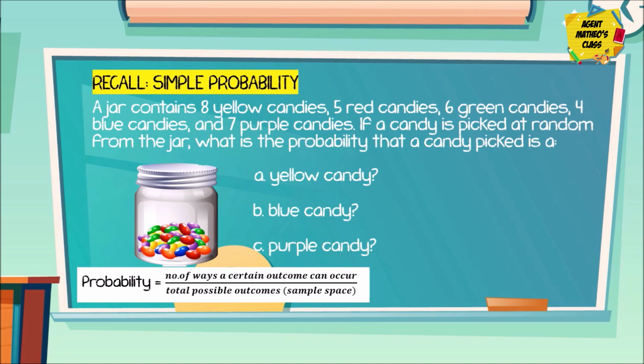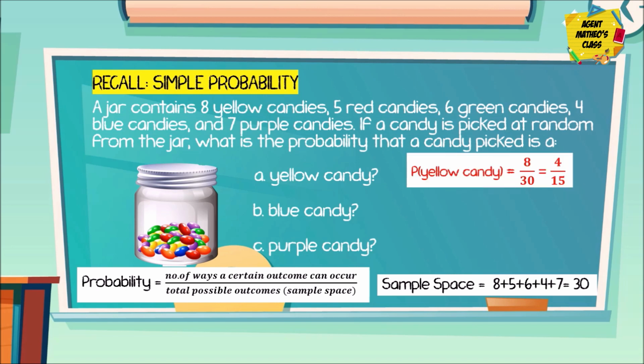For our problem, we have to get first the total number of candies, and that is our sample space. So we have 8 plus 5 plus 6 plus 4 plus 7 is equal to 30. Starting with letter A, the number of ways to pick a yellow candy is actually 8. So therefore, the probability of getting a yellow candy is 8 over 30, or 4 over 15.